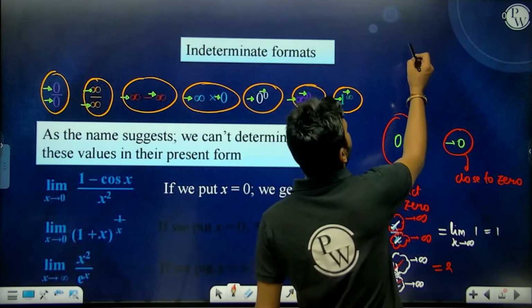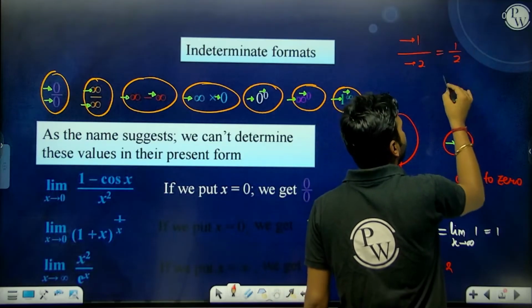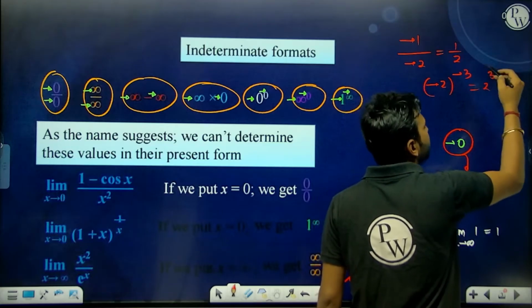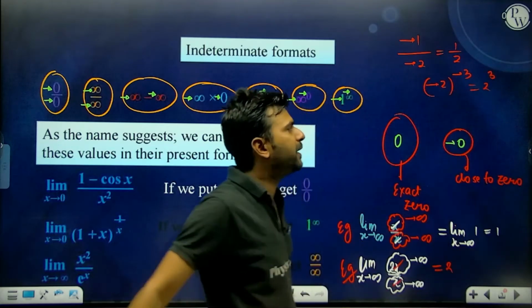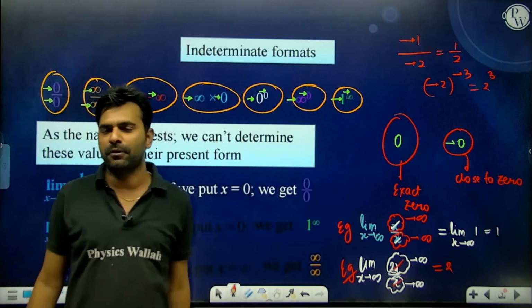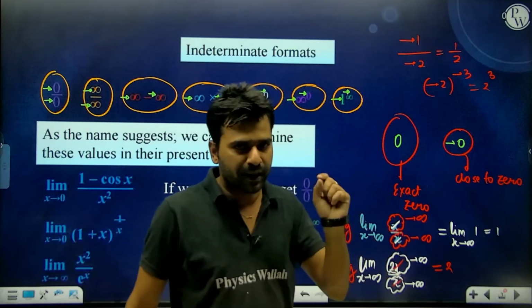As I told you, if you ask about tending to 1 upon tending to 2, this will go towards 1 by 2 only. If I ask you about tending to 2 to the power tending to 3, then it will go towards 2 to the power 3 only. This is predictable. Without any manipulation, you guys can say where the answer is going. But these are 7 indeterminate forms in which you cannot predict where the answer will be moving without manipulation.